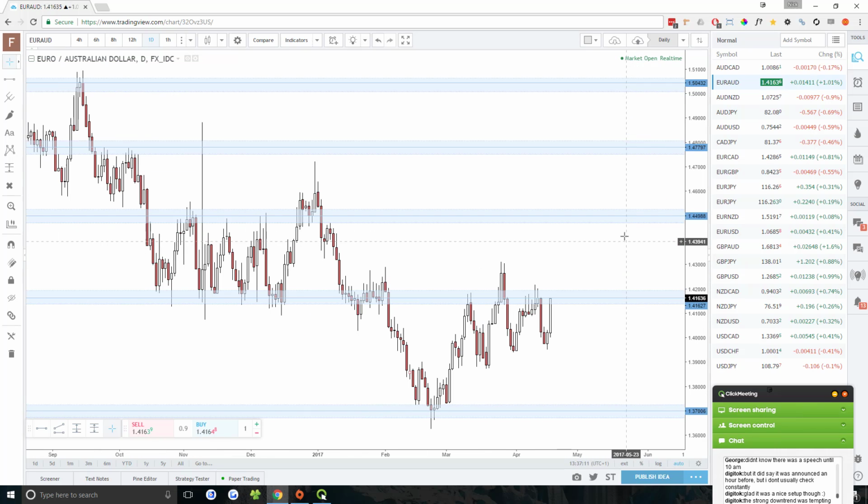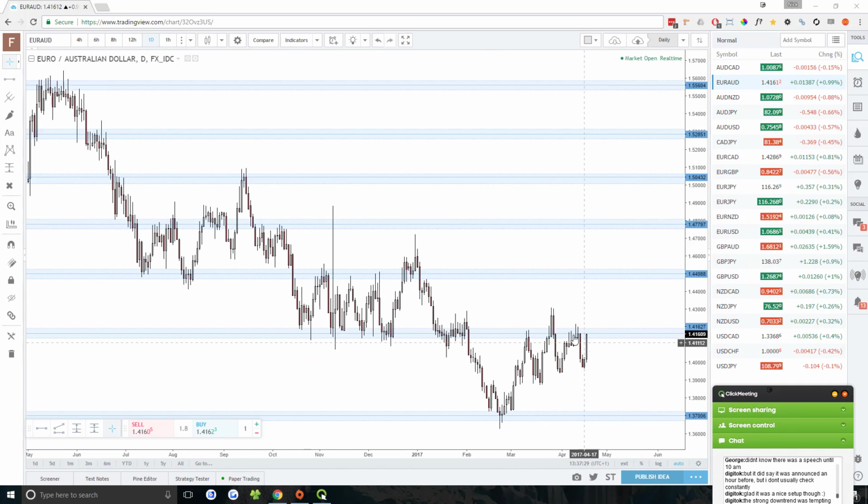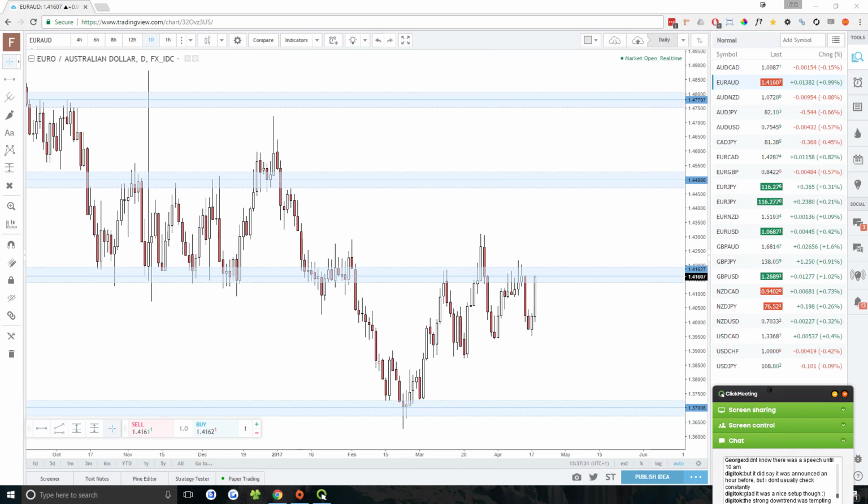EUR AUD looks quite interesting because it is trending up pretty heavily right now, but it is hitting a resistance area, and it's a pretty strong resistance area. It caused a bounce last week, nice bounce there, and price is trending down pretty heavily. It's an overall downtrend. I mean, you could also say that it's starting to trend up, right? Something like that.